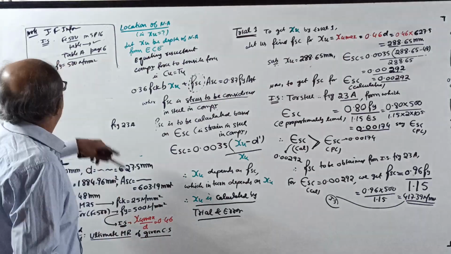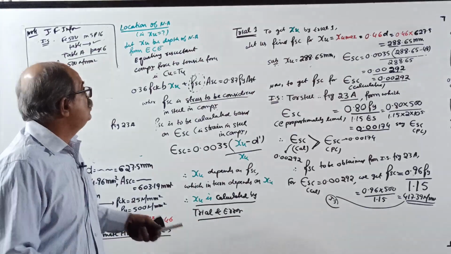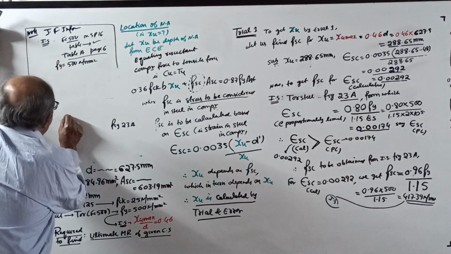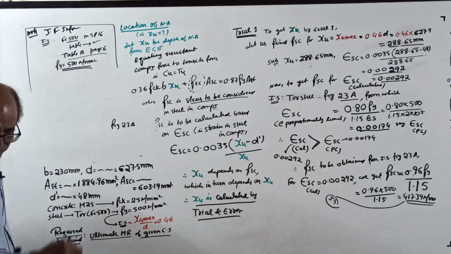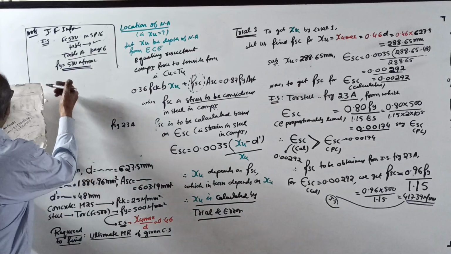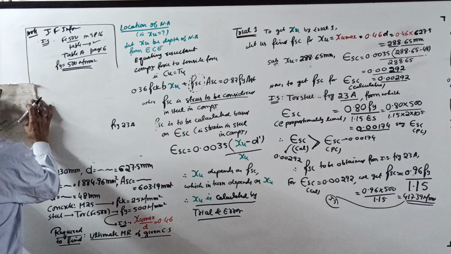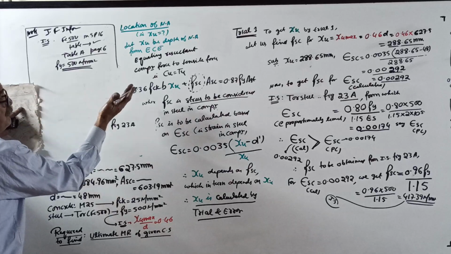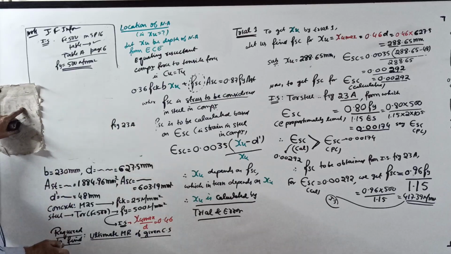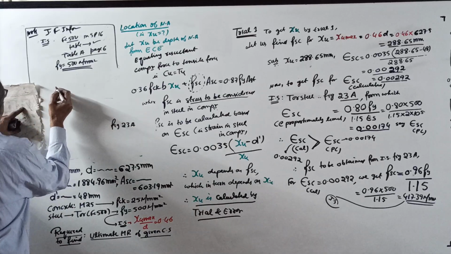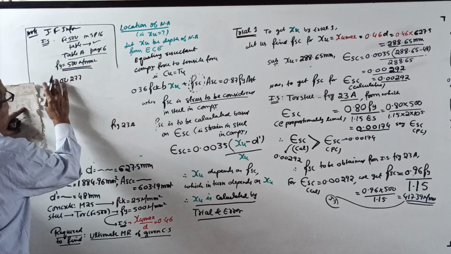But what is the advantage? By using SP16, you don't have to do trial and error and struggle. I will tell only once. Our strain is how much? 0.00292, on the right side, Fe 500 steel. See, the left side is for 415, the right side for 500. Suppose you are using Fe 550 steel, this cannot be used. Lastly, 277, I'll write here.